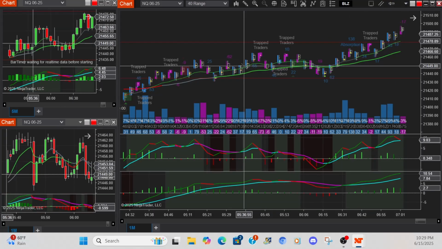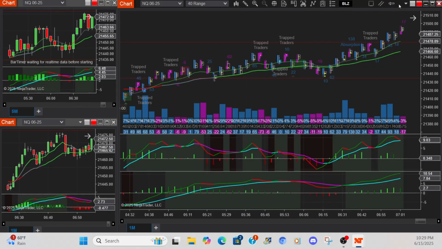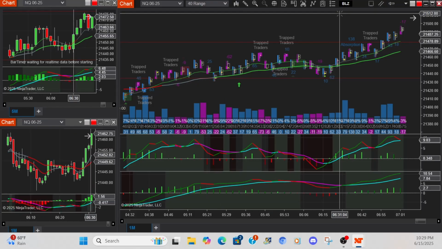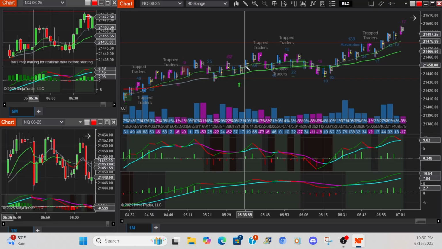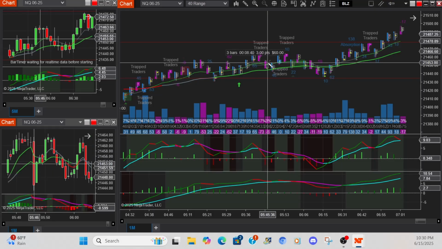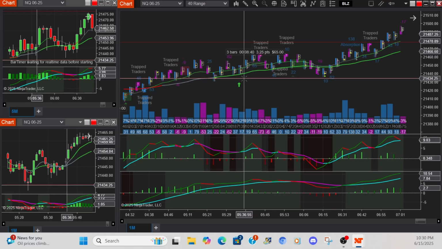Remember, this is not just order flow. It is order flow with momentum trading and price action all in one. All right. And since we're scalping, as long as we're ahead, we're ahead. All right. 3 1/4 points.